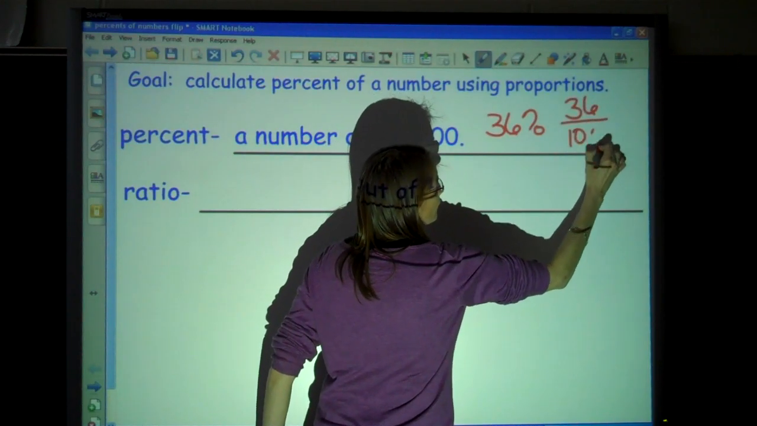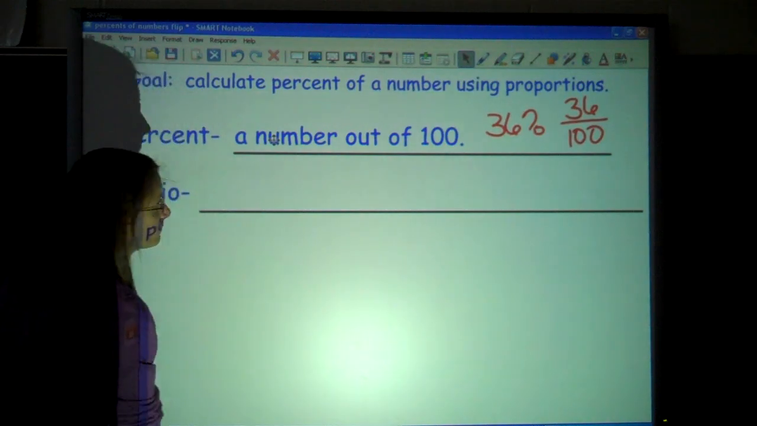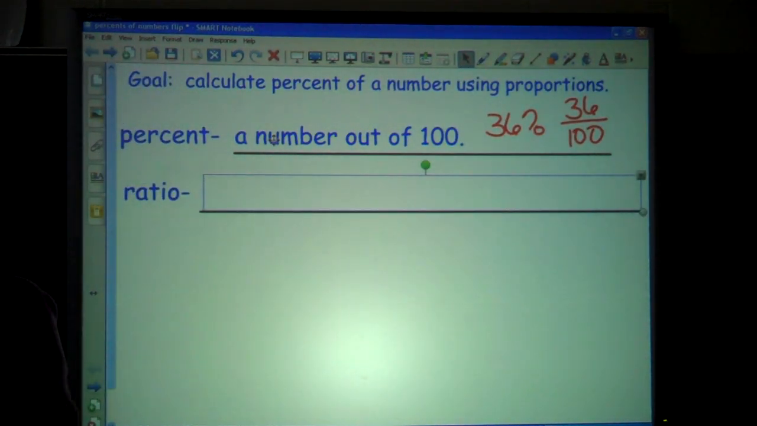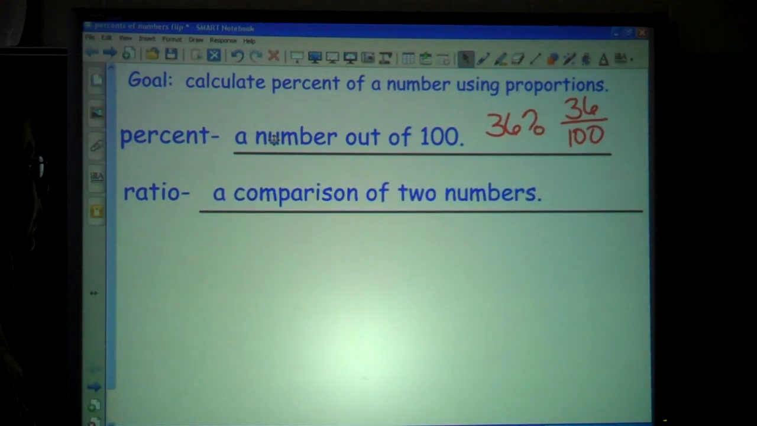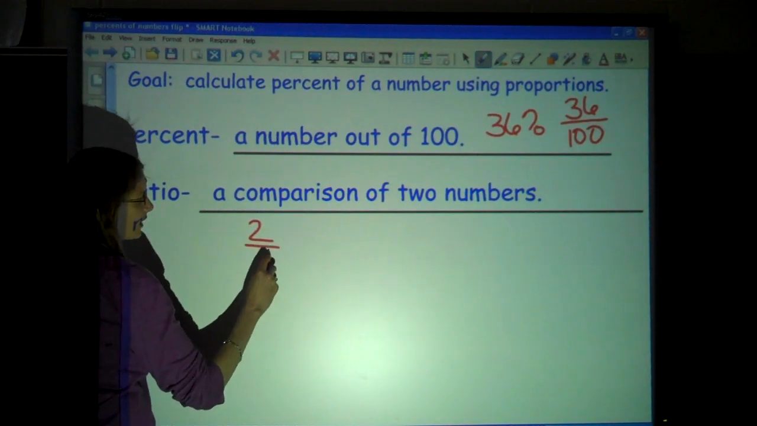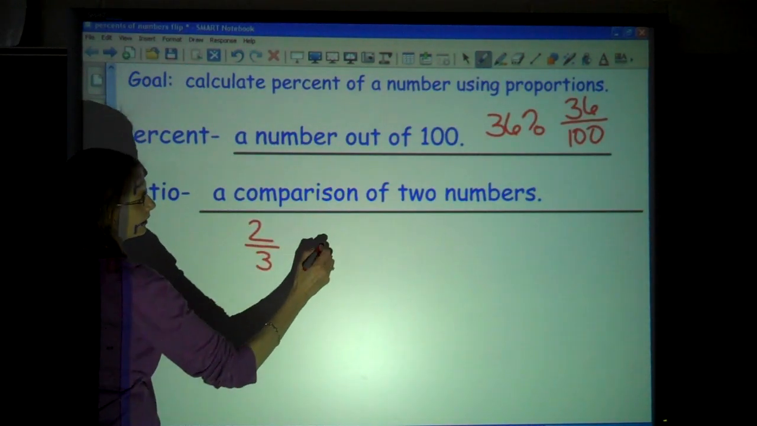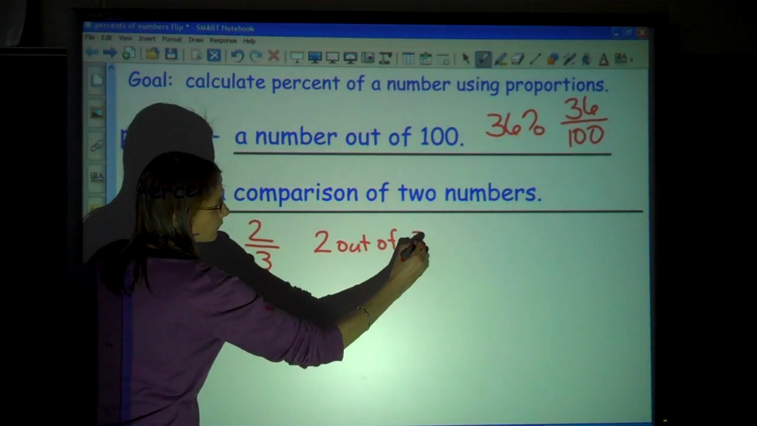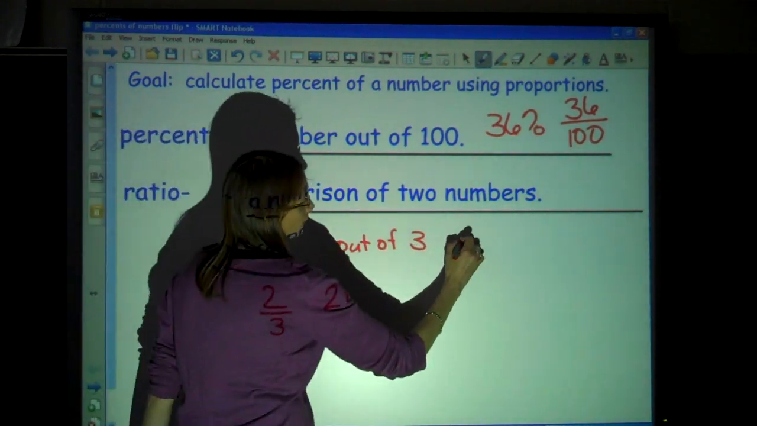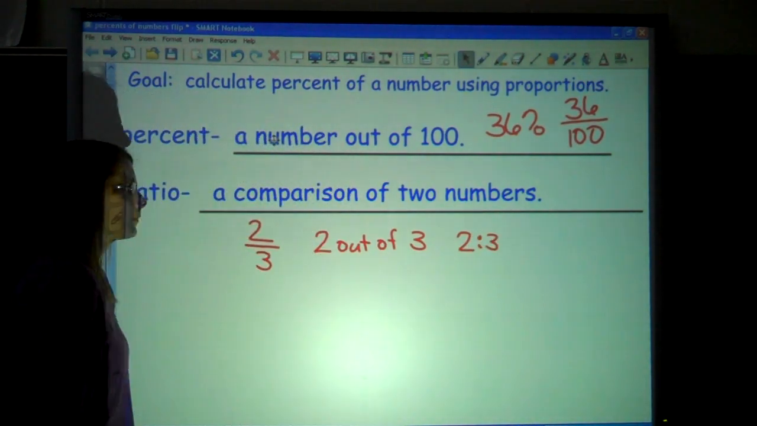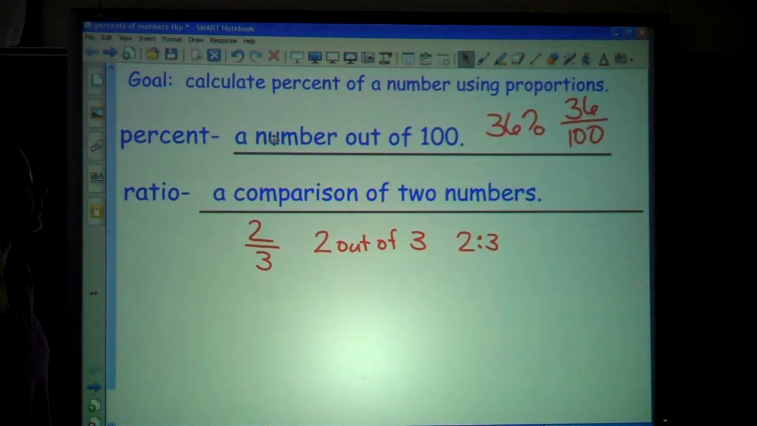36 out of 100. And our second definition, the word I just said, which is ratio, is a comparison of two numbers. And remember, it can be written as a division sign, 2 out of 3, or in words, 2 out of 3, or with a colon, 2 colon 3. Please take time to copy those down. You may pause the video at this time and write down the examples.